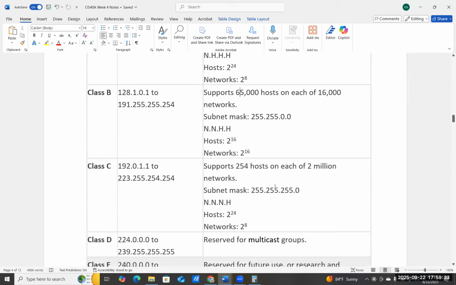Okay, and then class C is the one that you use at home, 192. That means that you have 254 hosts. Will we ever have that? I have never seen a household that has 254 systems. So that would probably be a slower network. But as you know, your routers mostly support around 125, 127 devices. Anything beyond that is going to crawl.